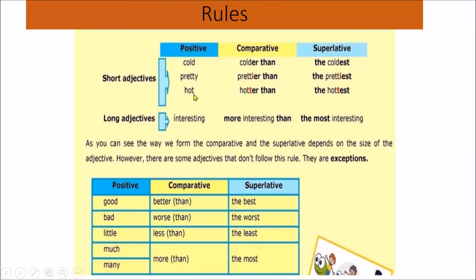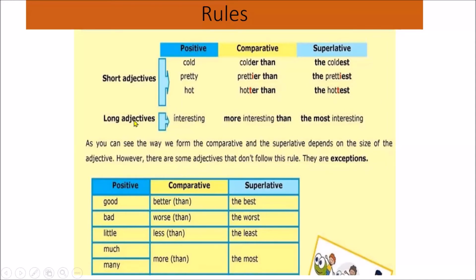Now come to hot. This is also a short adjective. The last letter is a consonant, and before the consonant there is a vowel. So in that case what do we do? We double the last letter in the comparative and add ER, and in the superlative the same thing happens. We double the last letter and then add EST. So hot becomes hotter, and the superlative is hottest.